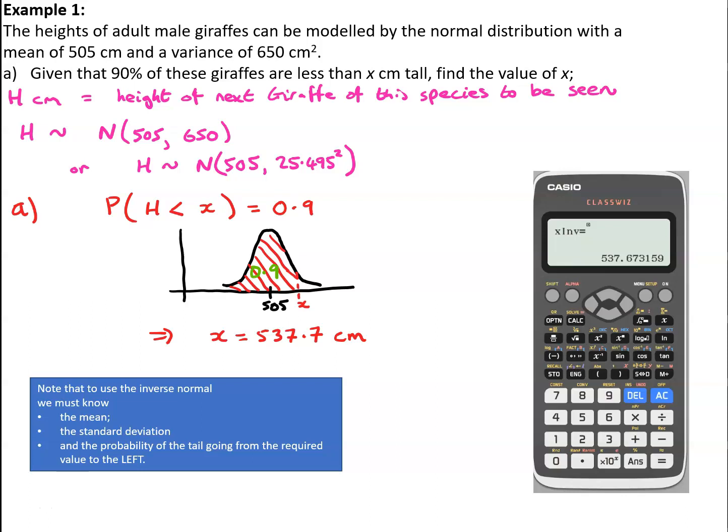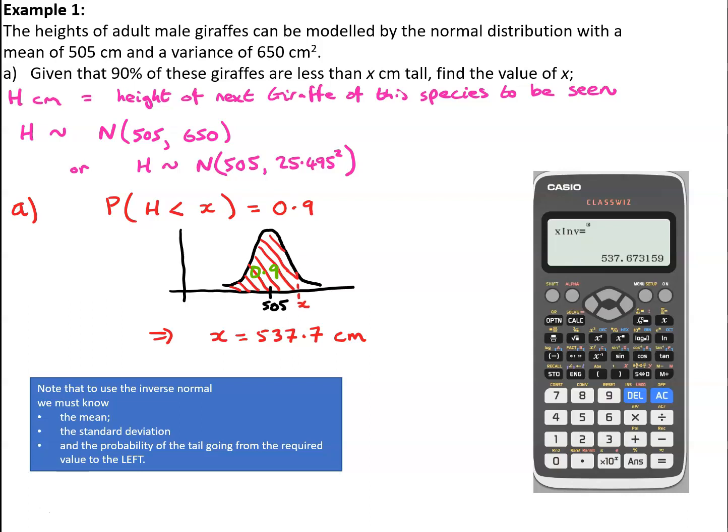Now it is important to realise that to use the inverse normal facility on the calculator, we must know the mean of the normal distribution, the standard deviation of the normal distribution, and the probability of the tail going from the required value to the left.